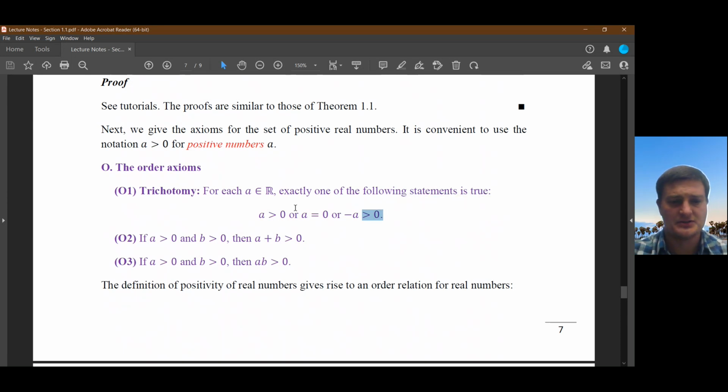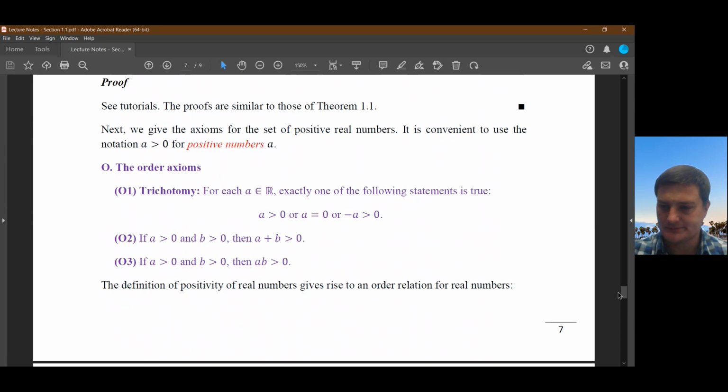Axiom 2 says if A is larger than 0 and B is larger than 0, then A plus B is larger than 0. This is quite easy to see. Here, 2 is larger than 0, 6 is larger than 0, therefore 2 plus 6 gives me 8, which is still larger than 0. Order axiom 3 says if A is greater than 0 and B is greater than 0, then the product of these two will be greater than 0. Again, it's the same as thinking of a positive times a positive, which gives you a positive. So positive 2 times positive 3 gives me positive 6.